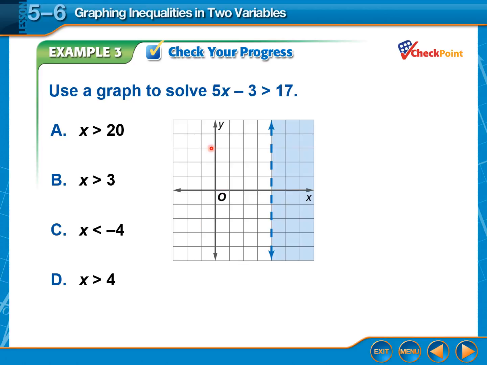Right? So why don't you give it a shot? 5x minus 3 is greater than 17. Which of these solutions, A, B, C, or D, matches the graph that you get with the solution?